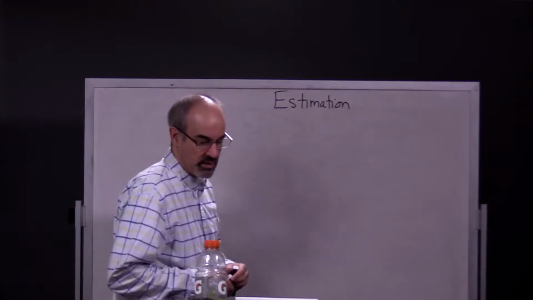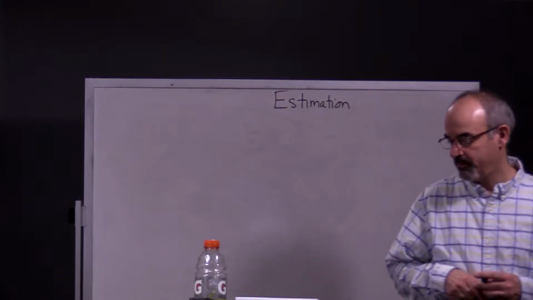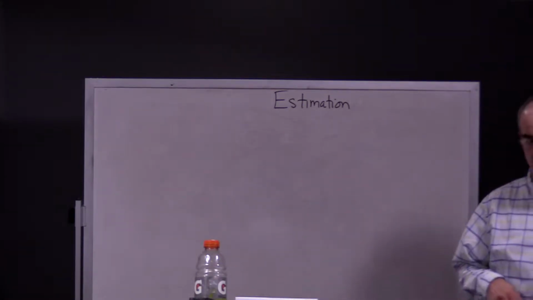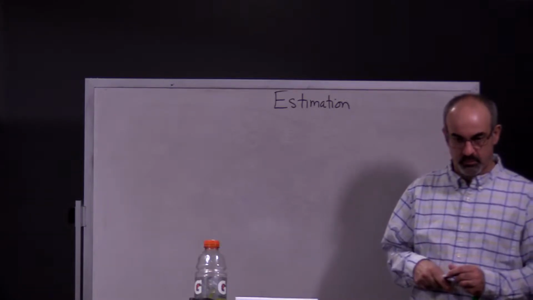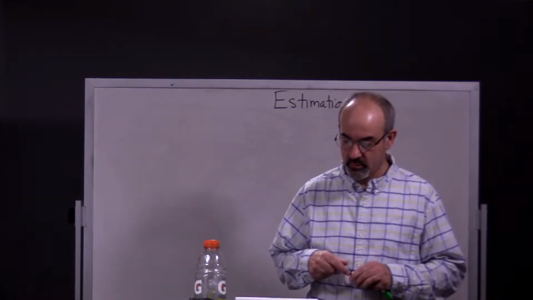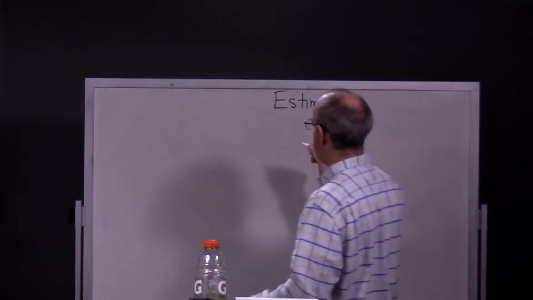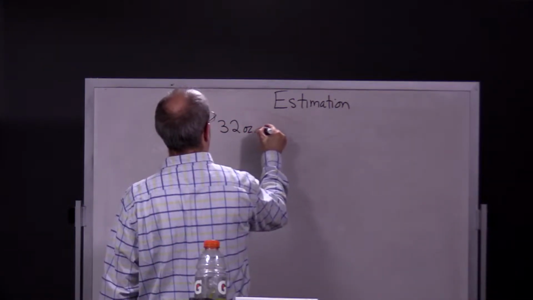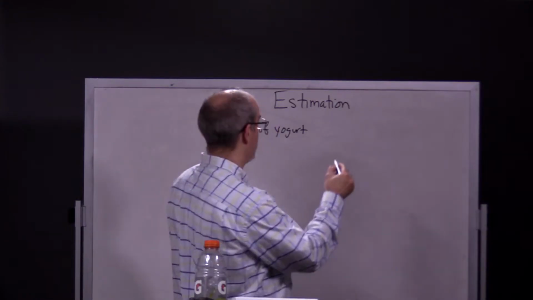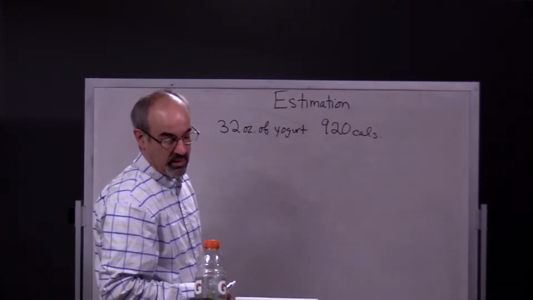So let me make up an example. I'm going to actually do this word problem, but I'm going to estimate it first. And then I'll make another video where I do more word problems, but maybe I don't focus so much on estimation. Okay, so we have a quart, which is 32 ounces of yogurt, has 920 calories. So 32 ounces of yogurt has 920 calories. How many calories are in a 5-ounce serving?